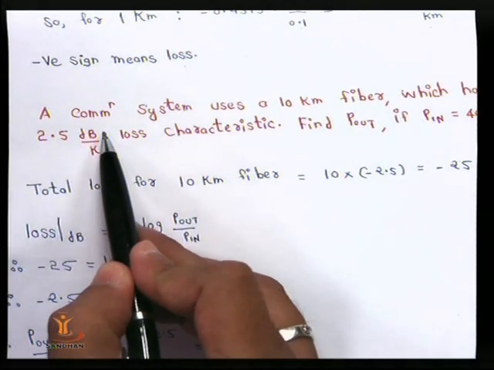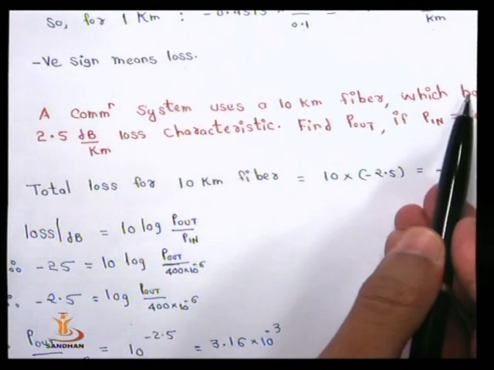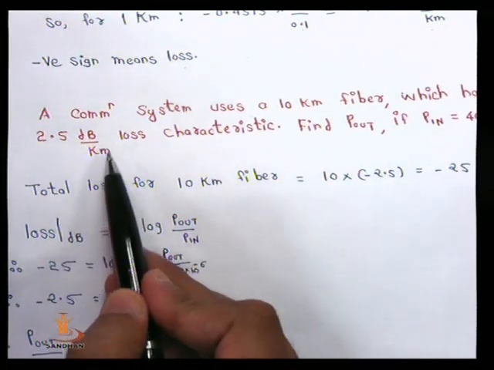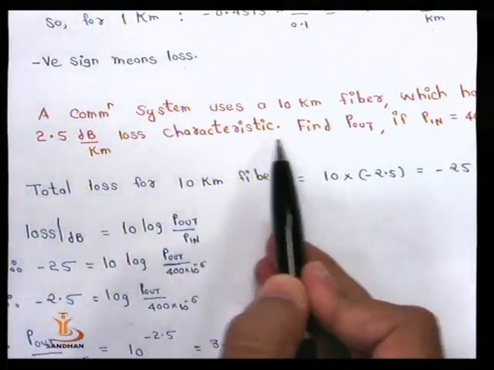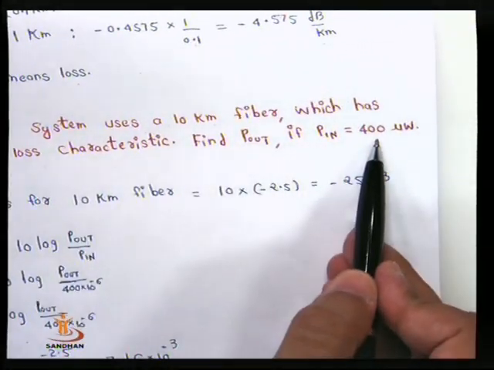A communication system uses a 10 kilometer fiber which has 2.5 decibel per kilometer loss characteristics. Find P out if P in is 400 microwatt.